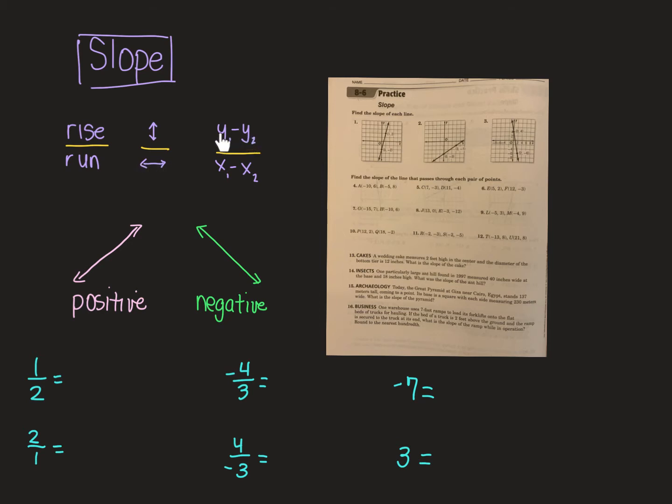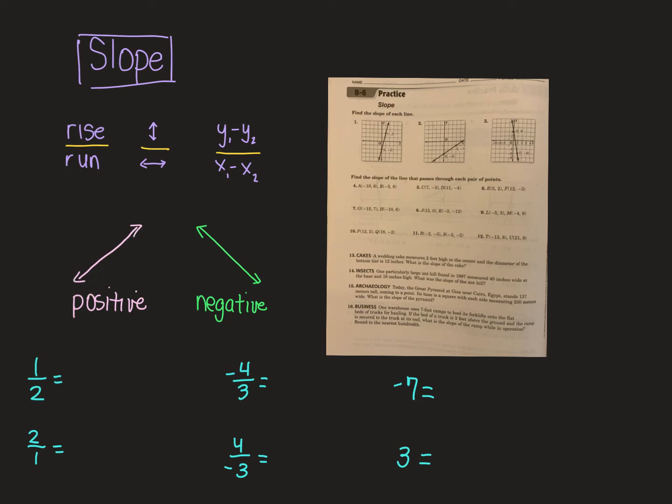You're going to subtract your y's on top and subtract your x's on the bottom. Y's are on top, which is weird because in an ordered pair, y comes second, but y is on top when we talk about slope.